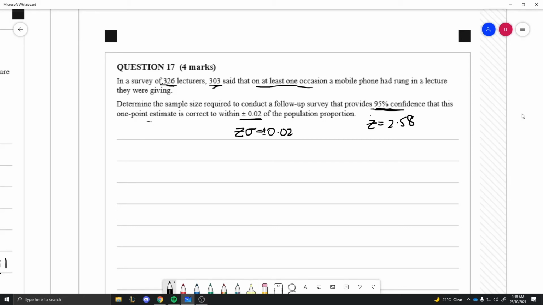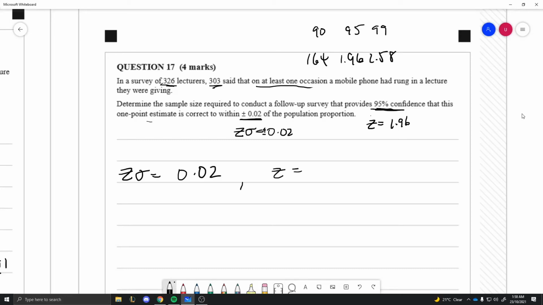Actually, no, I lied. It's 1.96. Because 90, 95, and 99 are 1.645, 1.96, and 2.58, so it's 1.96 for a 95% confidence interval. So now, z sigma is equal to 0.02. Let's just leave it like this, and let's just go z is equal to 1.96.